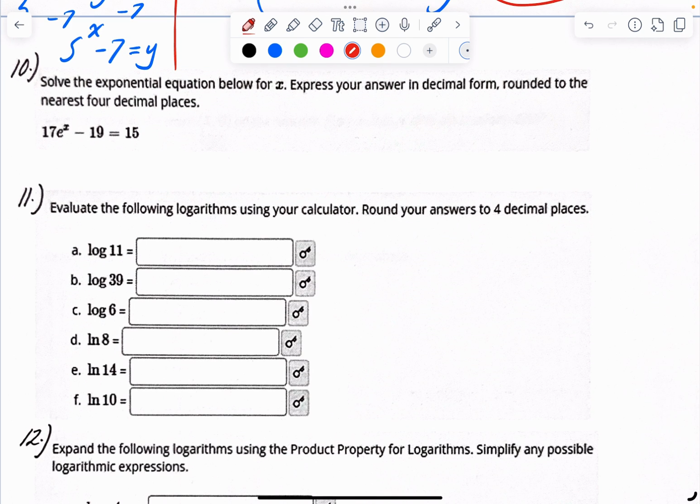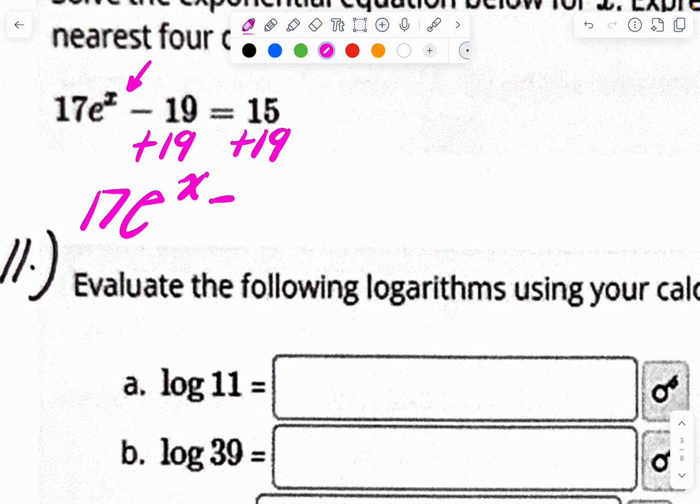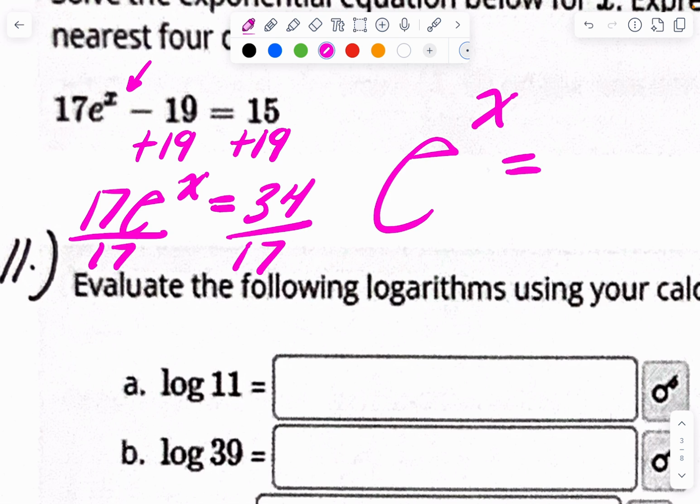All right, this says solve the exponential equation for x. So when you see this, you'd say, okay, there's only one x in the exponent, so we need to isolate the base. So our first step is add 19. 17 e to the x equals 19 plus 15, which is 34. Then we'll divide by 17. So e to the x equals 34 divided by 17, which is 2.